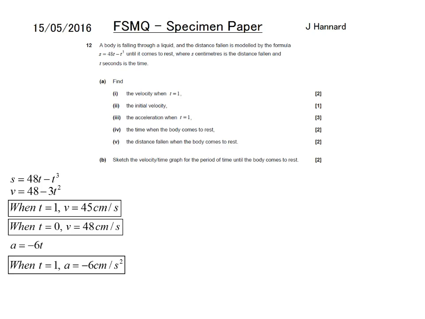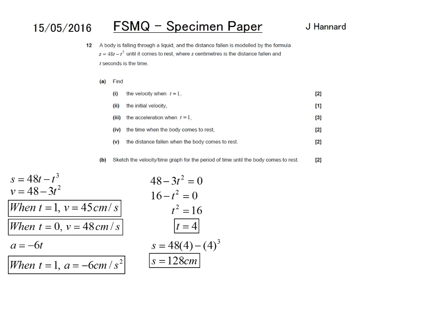The time when the body comes to rest, well, that's when v equals 0. So we'll set the v function equal to 0. Common factor 3, divide through, and you get that. Taking it over the other side, you get t squared equals 16. Therefore t is 4. It could be minus 4 as well, but since we're talking from t equals 0 onwards, we're only interested in 4. And now we want the distance fallen when the body comes to rest, so we'll put the 4 through the displacement function, and we get that, which is 128 centimetres.